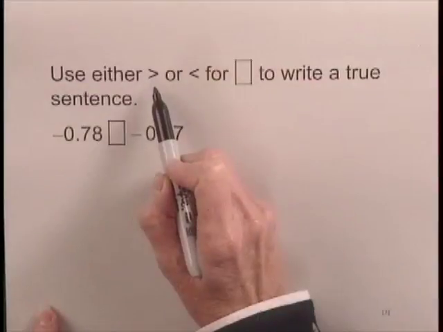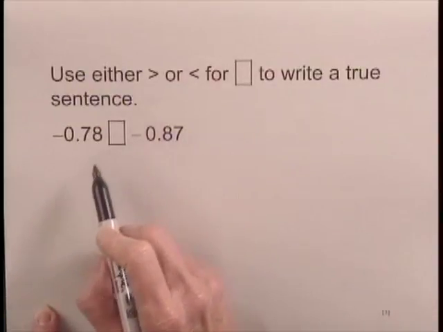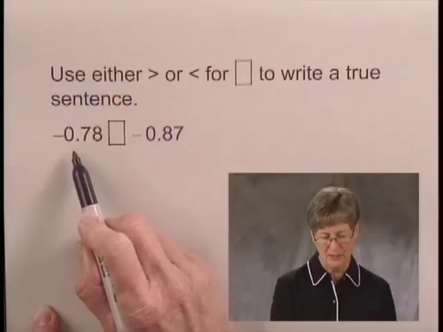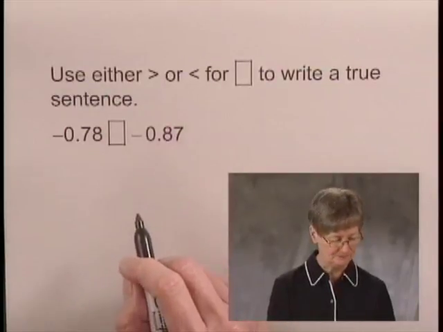We'll compare two numbers in this exercise. We'll use either the greater than symbol or the less than symbol to fill in this box to write a true sentence. And we see that the two numbers that we're comparing are negative 0.78 and negative 0.87.